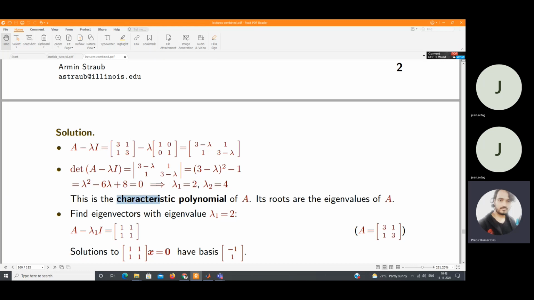So this is the characteristic polynomial of A. If we calculate the roots of this equation, it is of order 2. That means it has two roots. Also, the order of A is 2 by 2, so it has two eigenvalues. Its eigenvalues are 2 and 4.